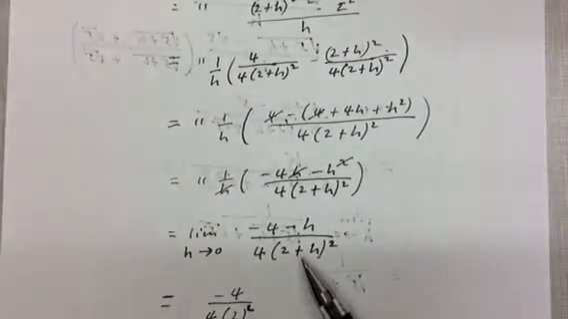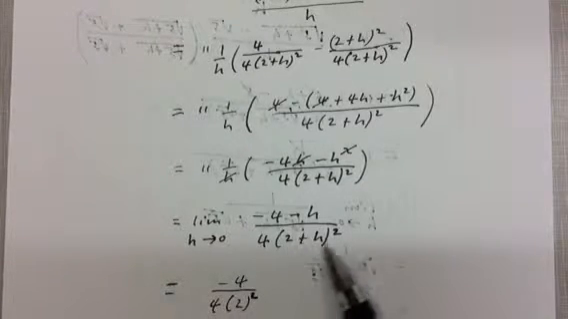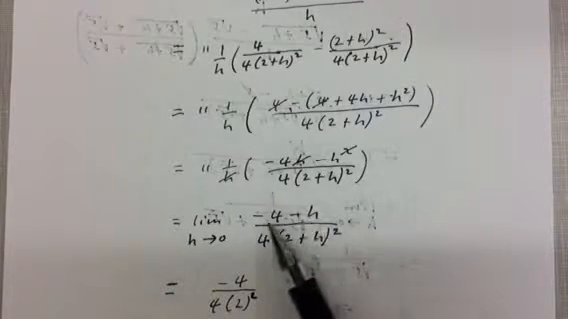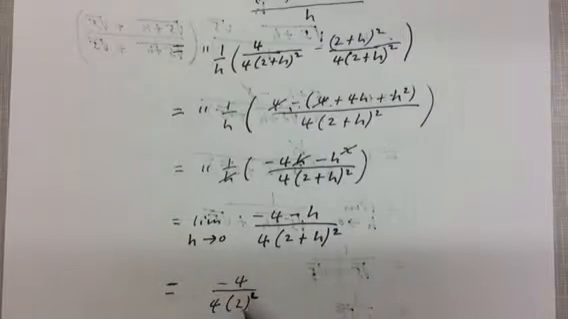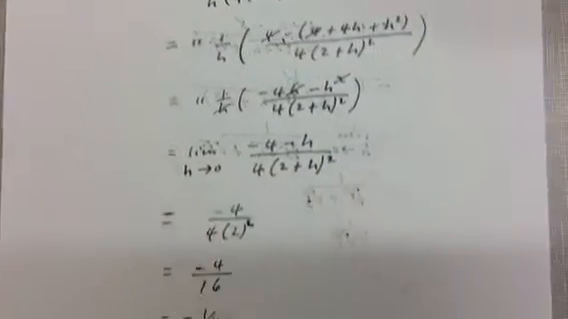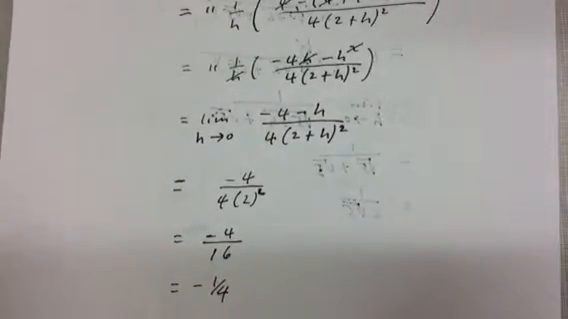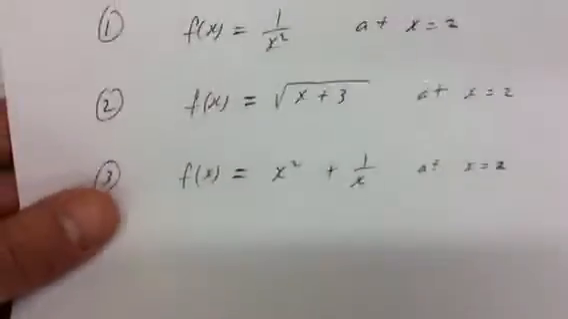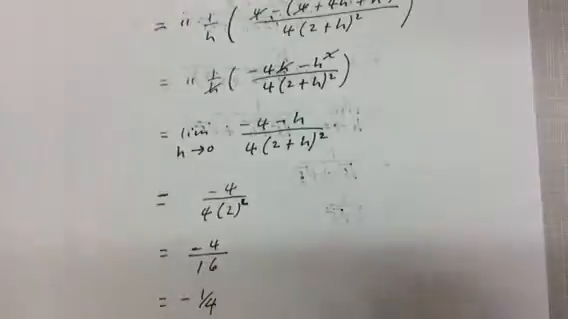And at that point, we can take the limit. It equals negative 4 over 4 times 2 squared. The 2 plus h ends up becoming 2 as the limit. Negative 4 minus h ends up becoming negative 4 as the limit. Okay, we got this, and it simplifies down to negative 1/4. Okay. The next example, which was this one here, root of x plus 3 at x equal to 2.